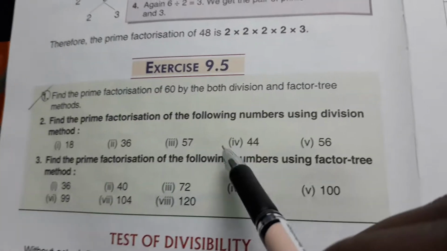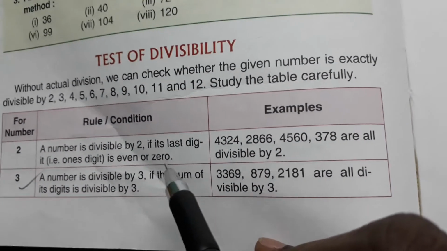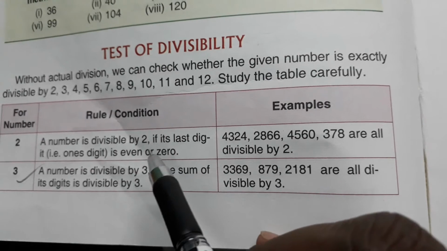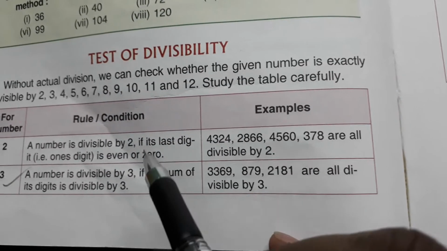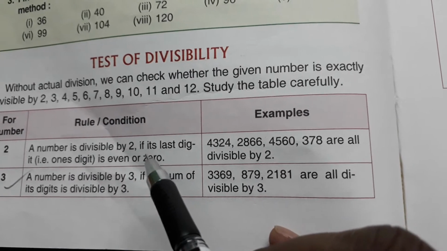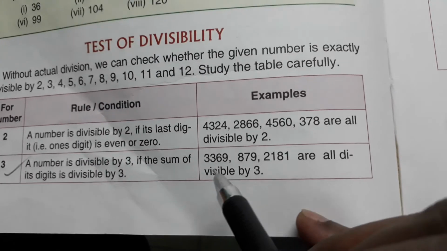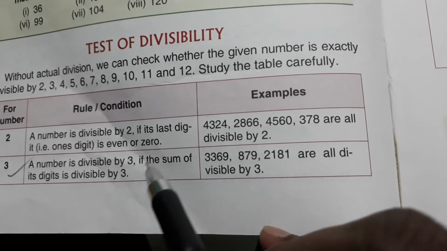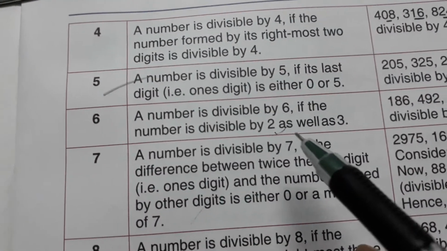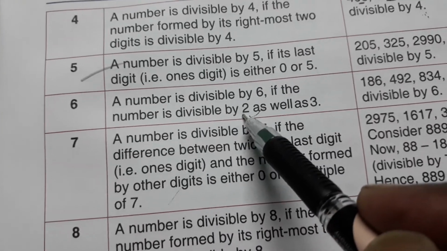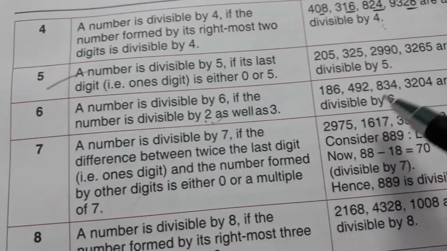That means we have to see the first case and the second case. First case: the last digit is 0 or even, so it is divisible by 2. That should happen. And also the sum of digits, when you add the digits, must be divisible by 3. So the rule for 6 is that the number must be divisible by 2 and also 3. Shall we see an example?